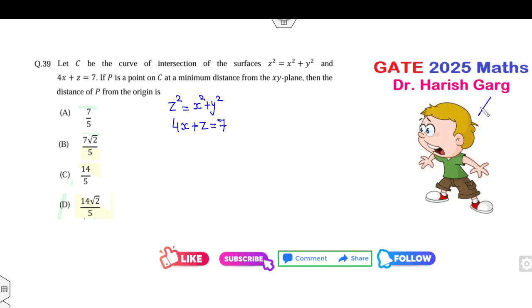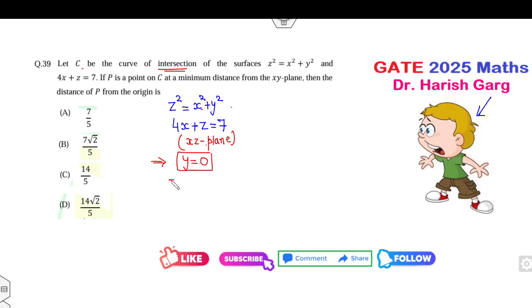If your reaction toward this problem is very confusing in the examination, I will tell you how you can solve this question in a very simple manner. What is the meaning of that? This is the equation in the xz plane. So what does that mean? That means y will be 0. Fine. In the xz plane, and C is the point of the intersection of these two surfaces.